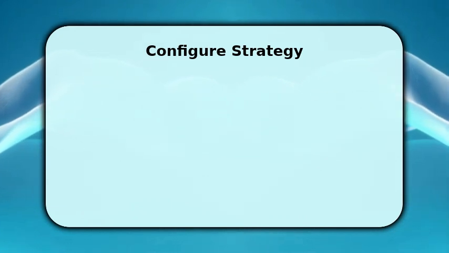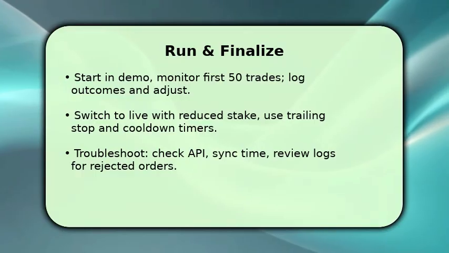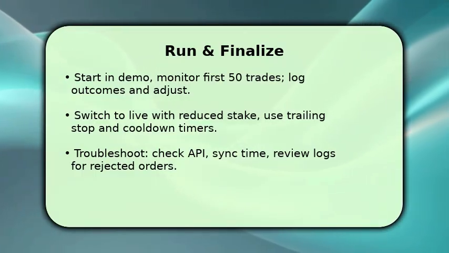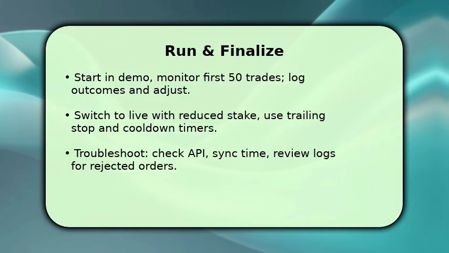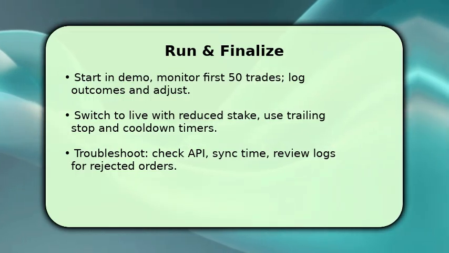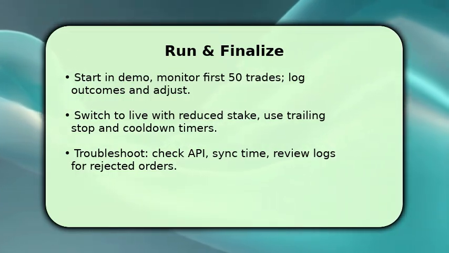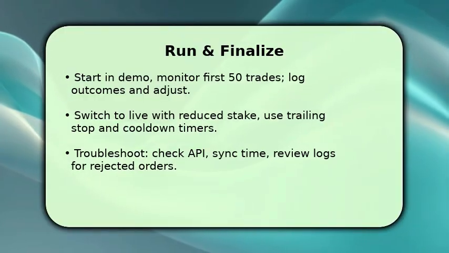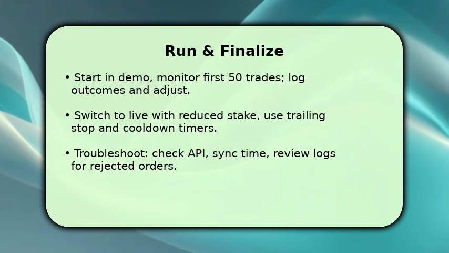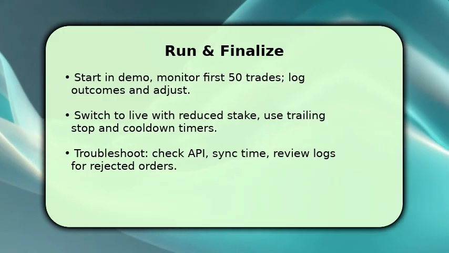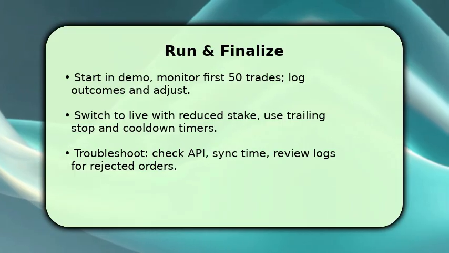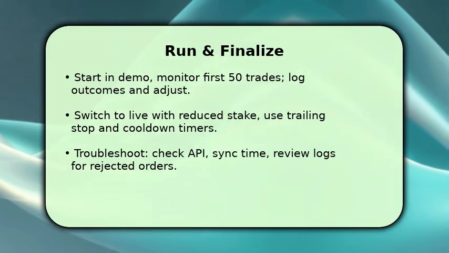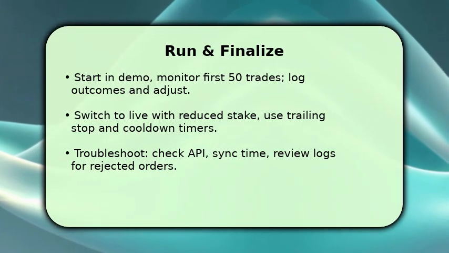To finalize, run the bot in demo and monitor the first 50 trades closely. Log results and tweak parameters based on performance. Once consistent, switch to live mode with a reduced stake and enable trailing stop and cooldown timers to protect gains and prevent rapid overtrading. If something goes wrong, first check the API connection and time synchronization, then inspect bot logs for rejected orders or rate limits. Restart the service after fixes.